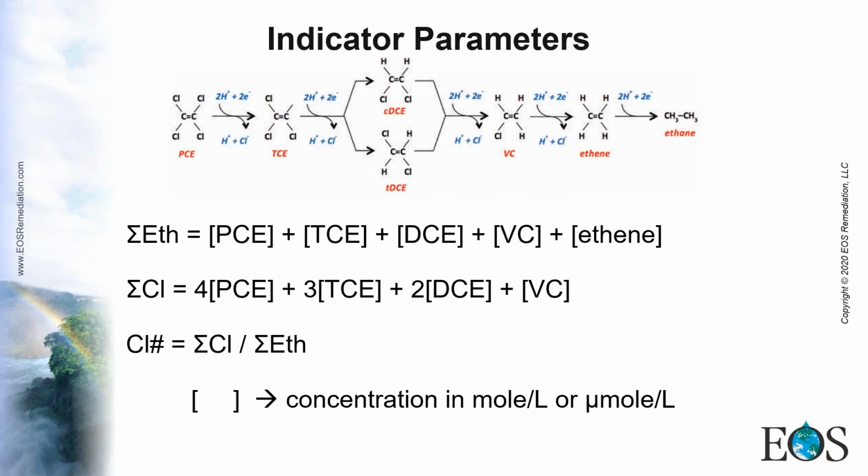Okay, so the indicator parameters I mentioned, you've all seen that diagram at the top. PCE goes to TCE, goes to DCE, goes to vinyl chloride and ethene.